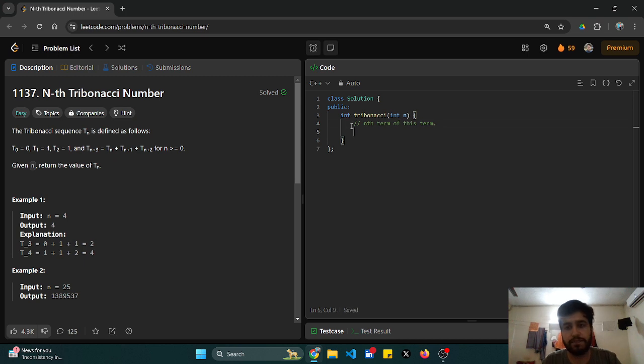But what do I mean by the sum of last three terms? Basically, suppose your three terms are 1 1 1, so the next term would be 1 plus 1 plus 1. So the term that would come here would be 3, because it is the sum of last three terms, like this. So this is what I mean by the Tribonacci term.